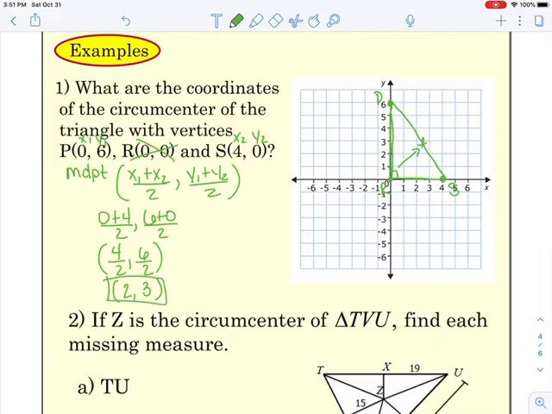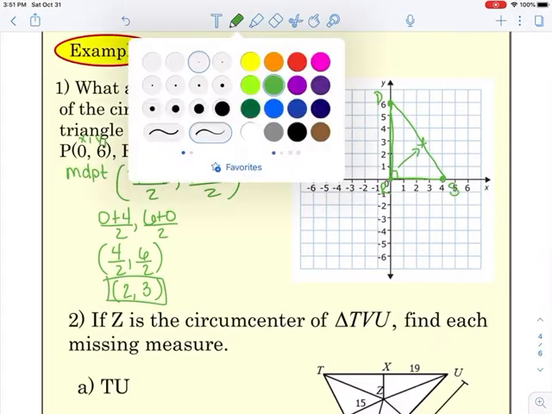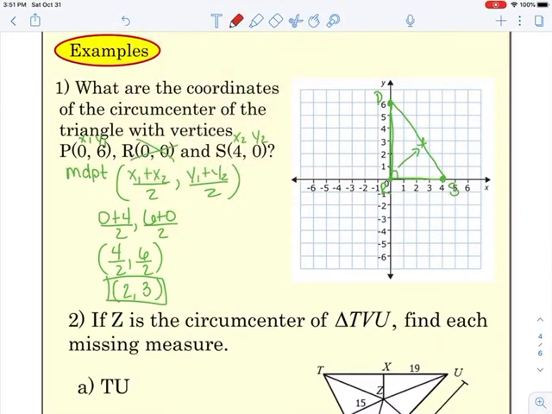So that means that (2, 3) not only is the midpoint of PS, but it would also end up being the point of concurrency. So it would be right there. Okay, and again, it didn't ask you to draw anything else. It just asked you to find that. That's all that you need to do for that question.